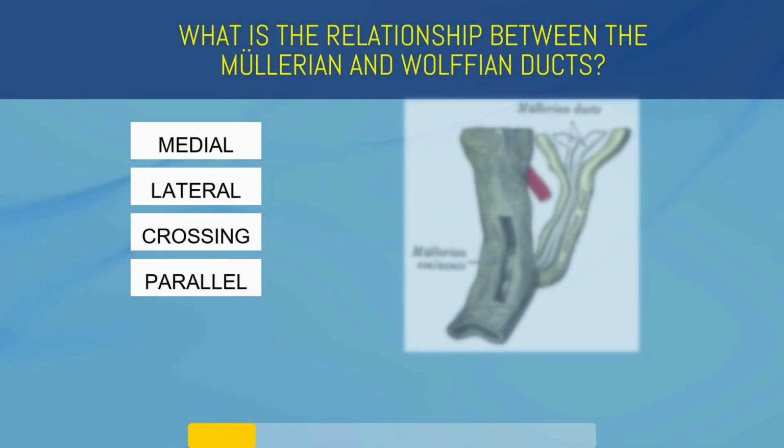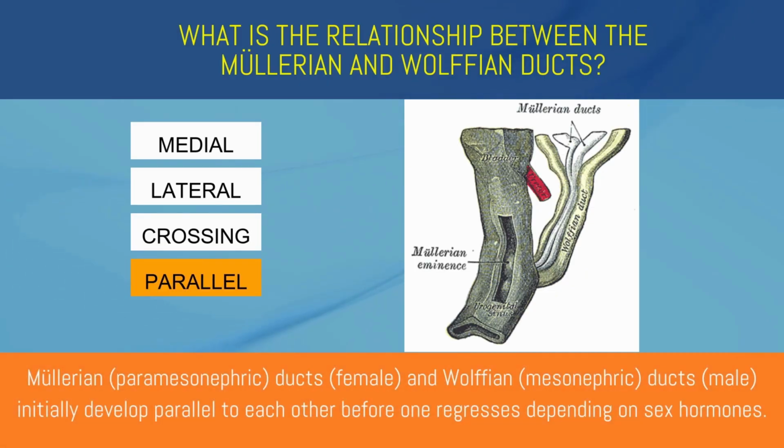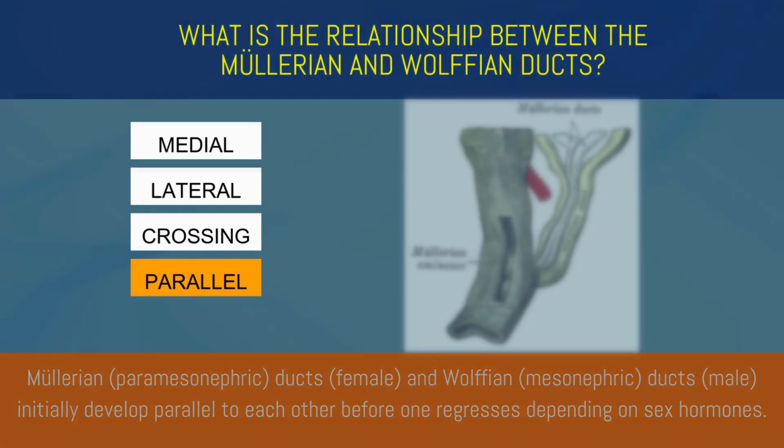What is the relationship between the Müllerian and Wolffian ducts? Medial, lateral, crossing, or parallel? Parallel. Müllerian ducts and Wolffian ducts initially develop parallel to each other before one regresses depending on sex hormones.